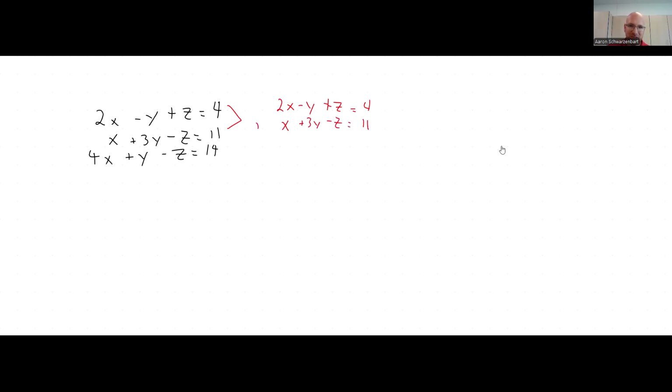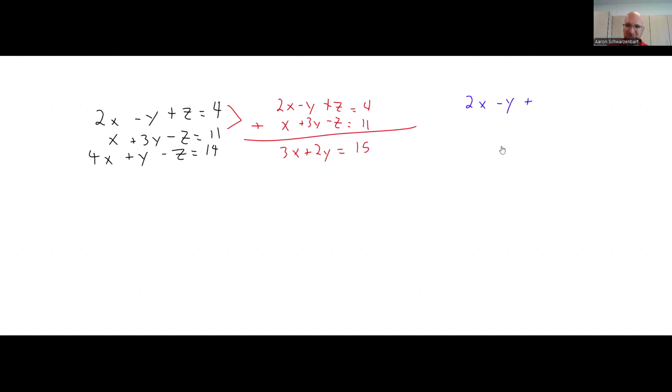So I just add them together. My z's will cancel out. I get 3x plus 2y equals 15. Now I'm going to take equations 1 and 3 because that gives me a plus z and a minus z.